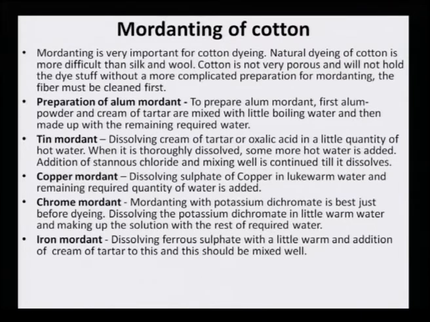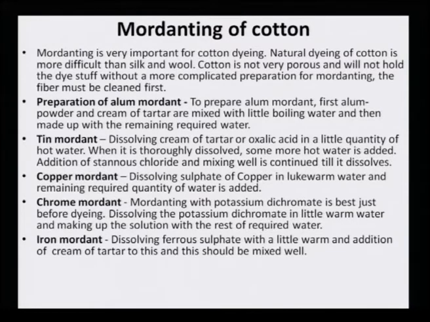Chrome mordant: mordanting with potassium dichromate is best done just before dyeing. Dissolving the potassium dichromate in a little warm water and making up the solution is how this mordant is prepared and used. Iron mordant: dissolve ferrous sulphate in a little warm water and add a little bit of cream of tartar, which makes it a good combination for the mordanting process.